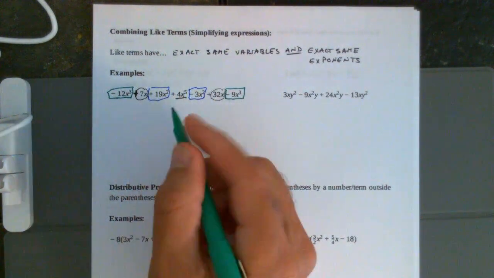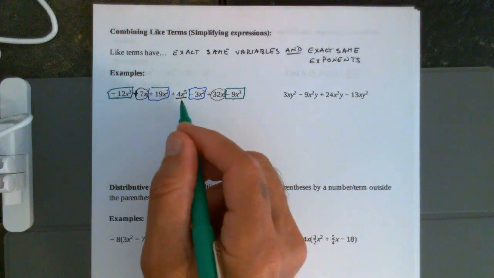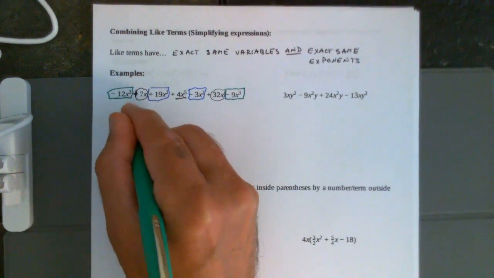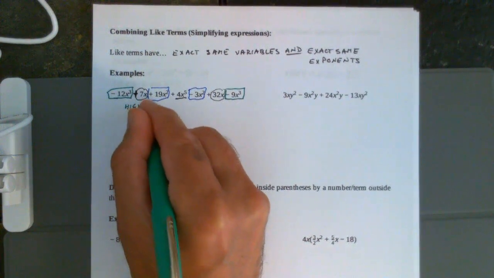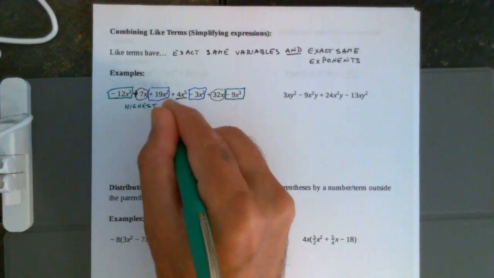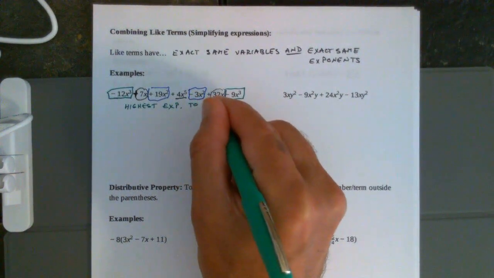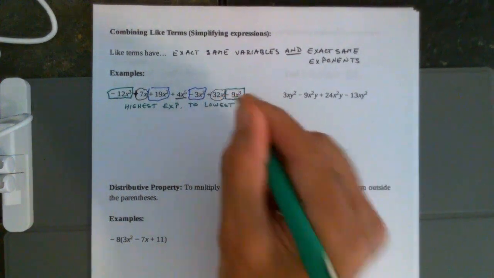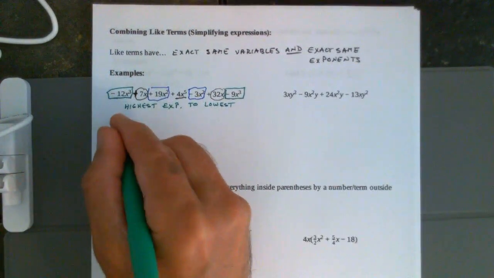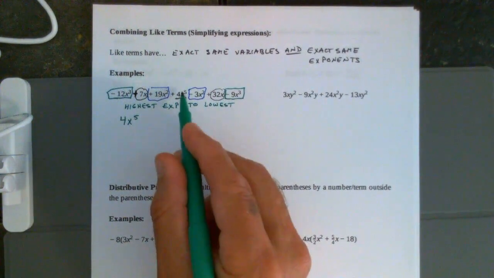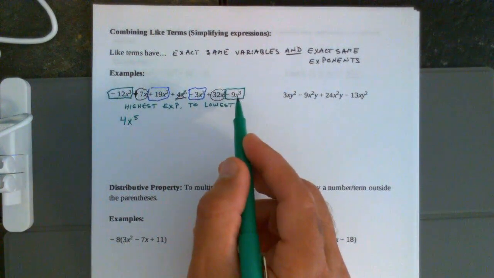When we write our final answer, we want to write it in what is called descending order. So we want to go highest exponent to lowest, especially when there's only one variable. So we didn't have any other x to the 5th term, so we have 4x to the 5th. So that one's done. We have a couple of x cubes.